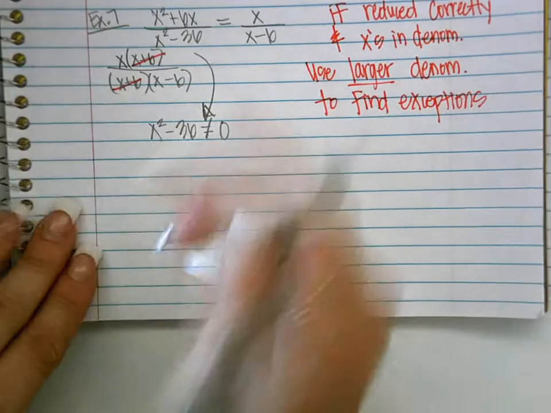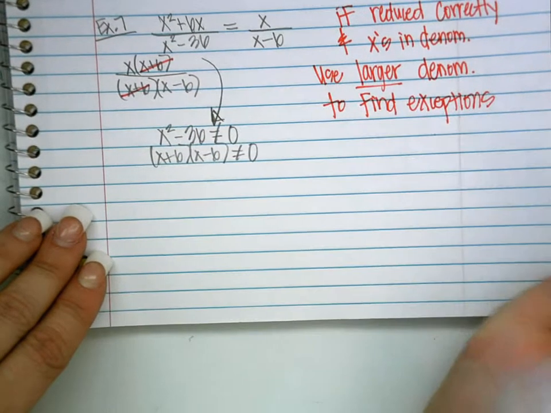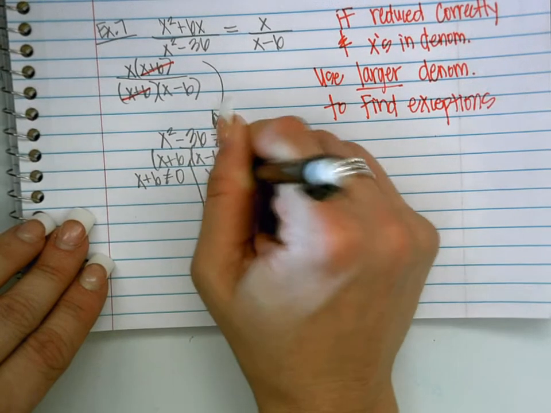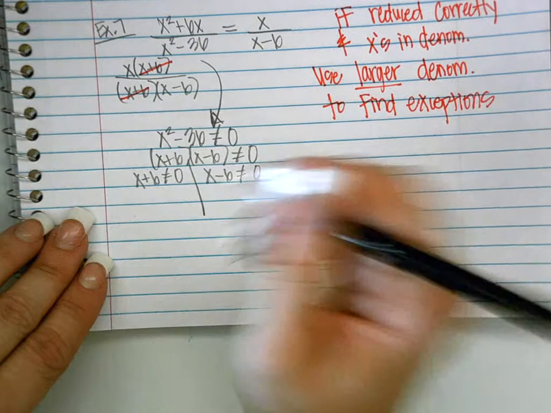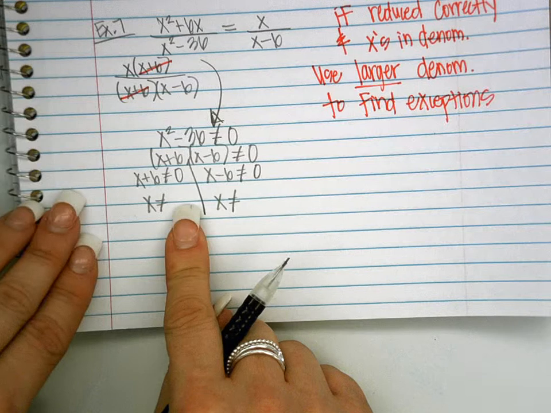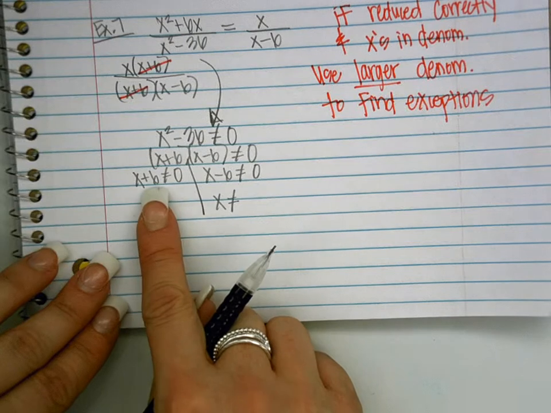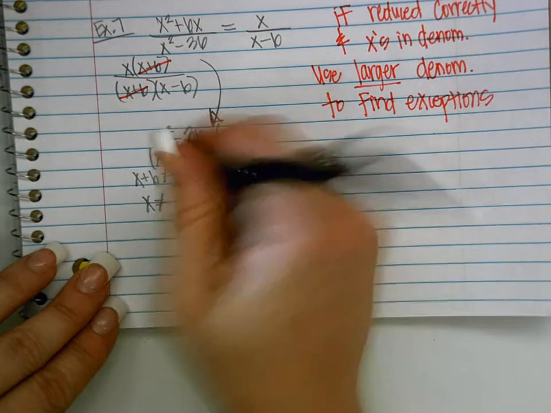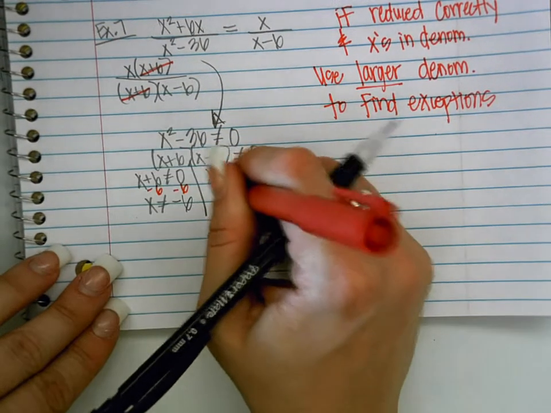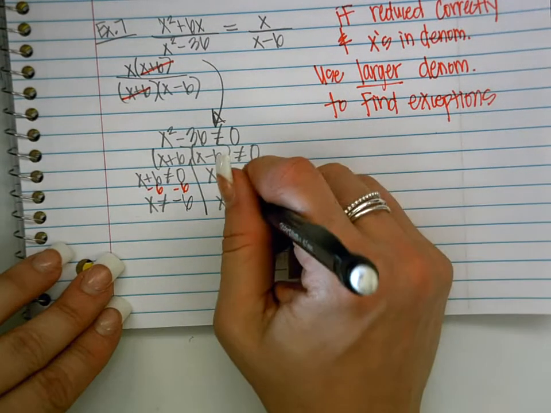We already factored this to be x plus 6 and x minus 6. So if you set these, what cannot equal 0? What values of x can you not have in your denominator? How would you solve here? Subtract 6, so x cannot equal negative 6. So we're just solving. Solve for x. Use the inverse operation. x cannot equal negative 6. x cannot equal positive 6.